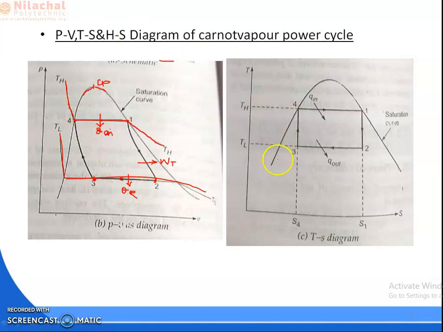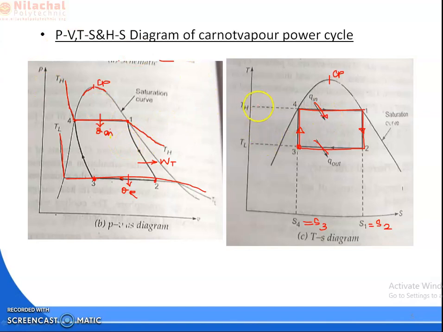If you draw the TS diagram, this is your vapor dome. This point is your critical point. What is the process 1 to 2? 1 to 2 is isentropic expansion. Isentropic means entropy is constant. So 1 to 2 is isentropic expansion in the turbine. Then 2 to 3 is heat rejection, controlled condensation. After heat rejection, the entropy decreases at 3. Then 3 to 4 is isentropic compression, so S3 is equal to S4, and S1 is equal to S2. Isentropic expansion, and 4 to 1 is heat input in the boiler.